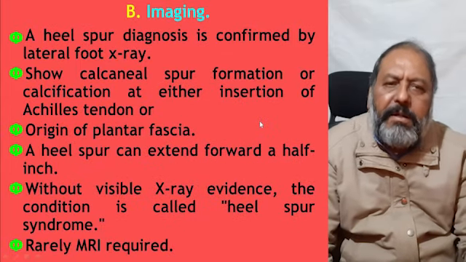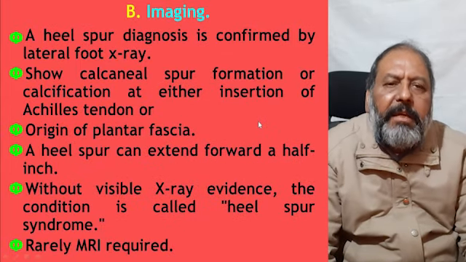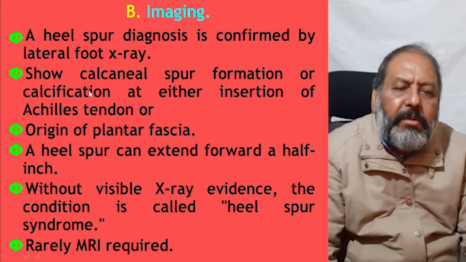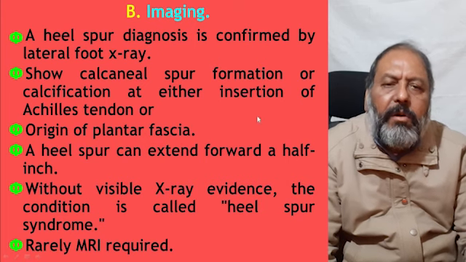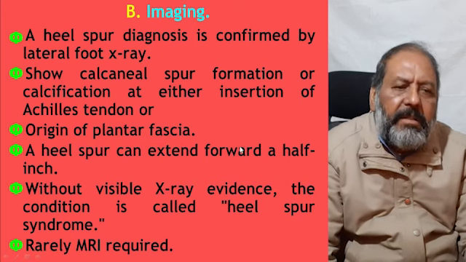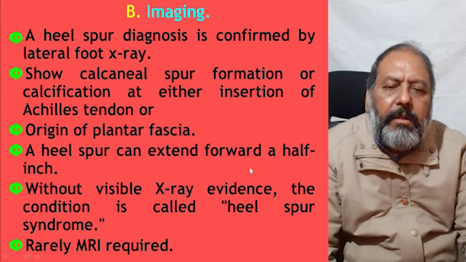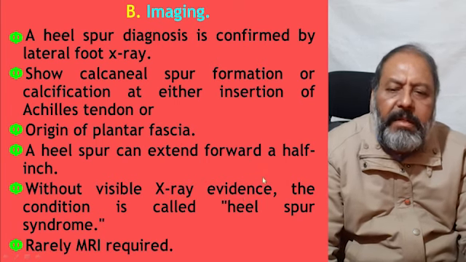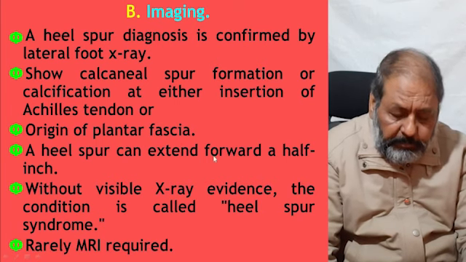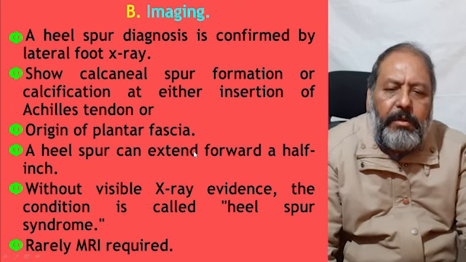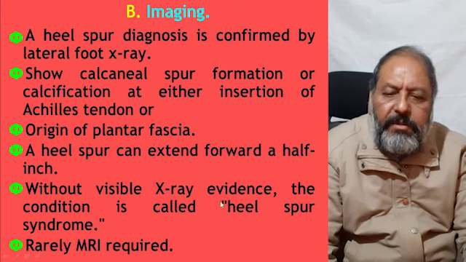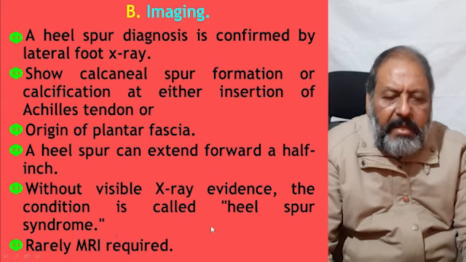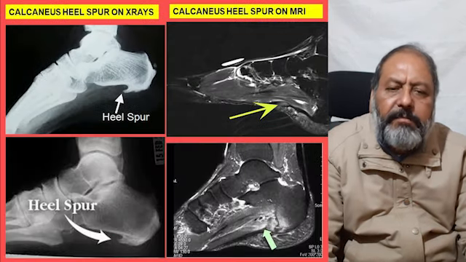Now, the second part of the diagnosis is imaging. A heel spur diagnosis is confirmed by a lateral foot X-ray that shows calcaneus spur formation or calcification at either the insertion of the Achilles tendon or the origin of the plantar fascia. A heel spur can extend forward half an inch from the calcaneus bone without visible X-ray evidence. The condition is called heel spur syndrome. Rarely is MRI required to confirm the diagnosis.